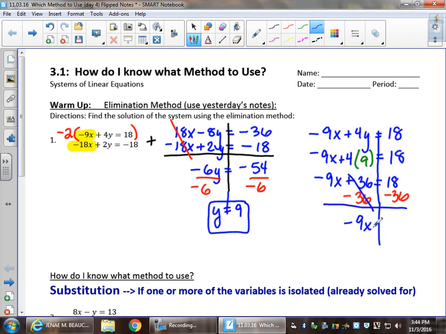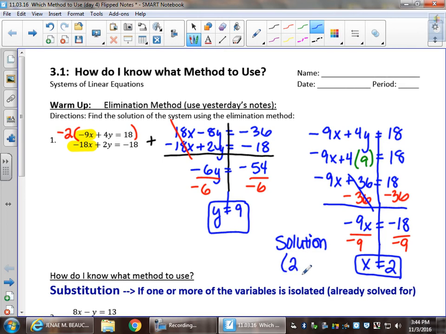Now I have negative 9x equals 18 minus 36 is negative 18. And now we will divide both sides by negative 9, which results in x equals 2. My solution is (2, 9).